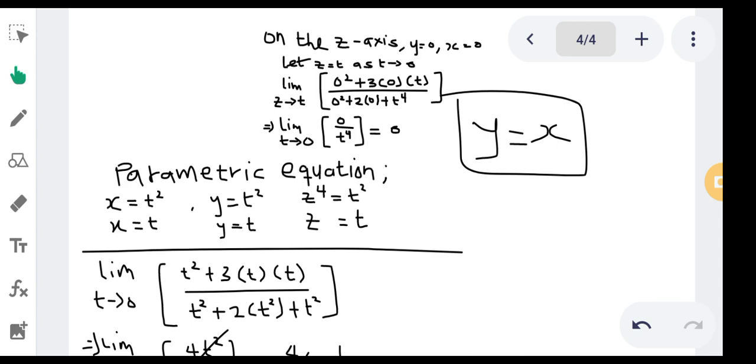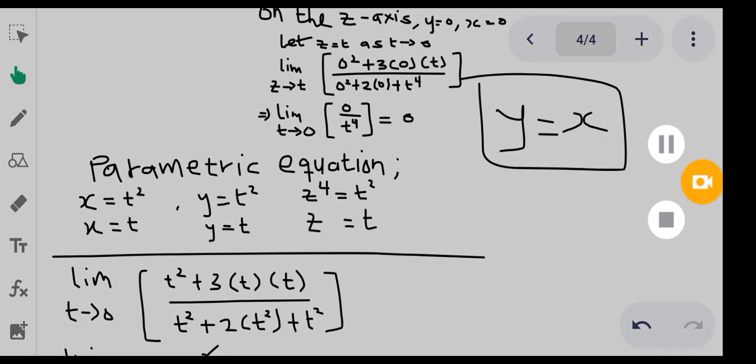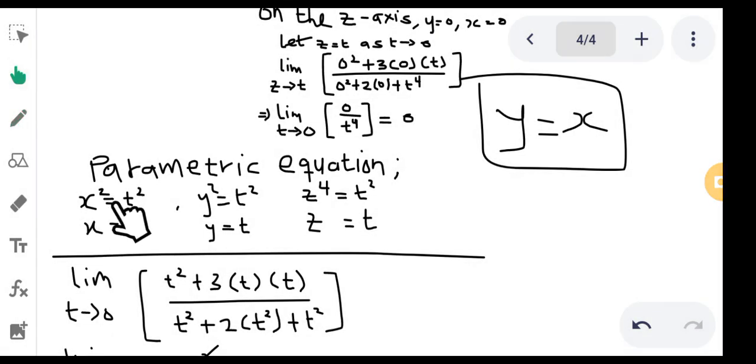Just make sure that the exponent of the numerator and the denominator for each of the variables x, y, z is the same. So when you assign x squared to be equal to t squared, then it means that x should be equal to t. Also, when we assign y squared to be t squared, my y should be equal to t.